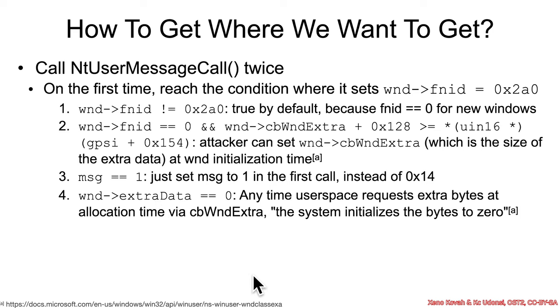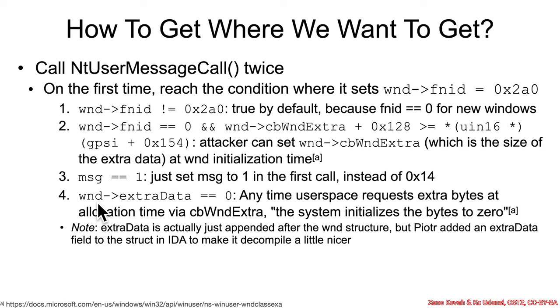And again, looking at our citation, anytime user space requests extra data by setting a non-zero value for this size, the system initializes the bytes to 0. So you requested some extra data, it will be set to 0, and this particular field is going to be the dereferencing or the value of some of that extra data. So you asked for, let's say, 8 bytes, and you get 8 bytes set to 0.